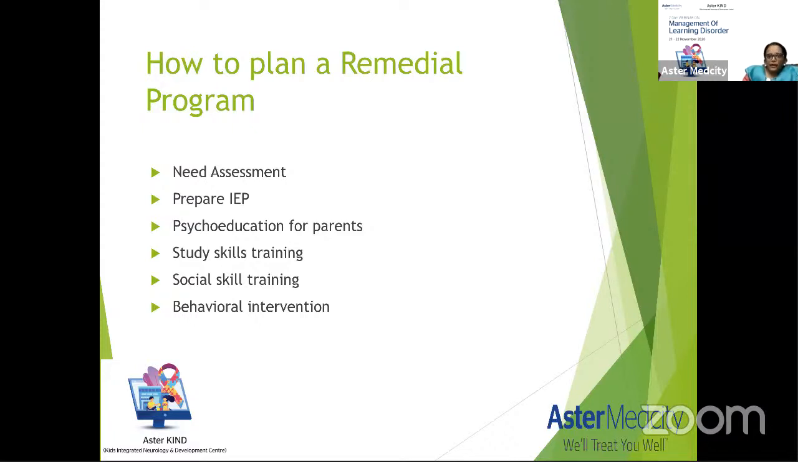After preparing the IEP, we discuss the issue with the parents. Psychoeducation is very important because parent support is very, very necessary. So we talk with the parents: these are the issues we are dealing with, your child is having this sort of problem. It is okay, he's perfectly fine. We can give him or her training and he will definitely improve. But don't give false assurance. Give them the proper findings from the assessment, and psychoeducation is a major important step in that.